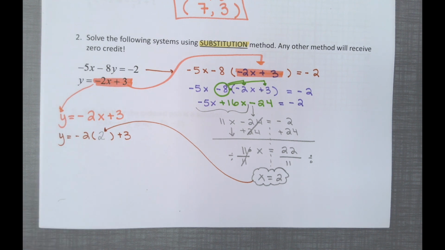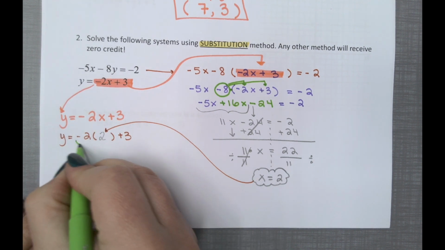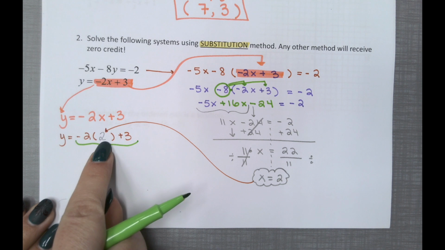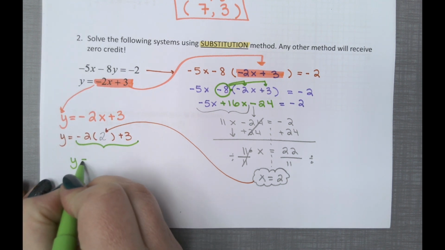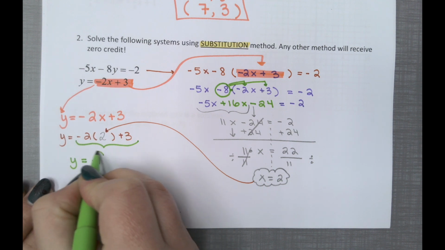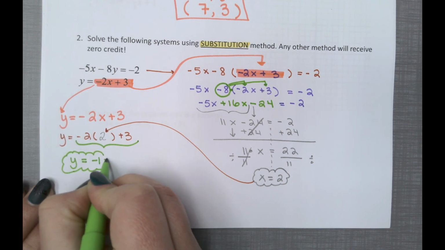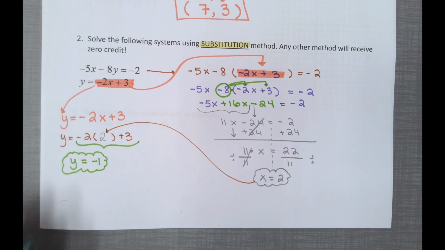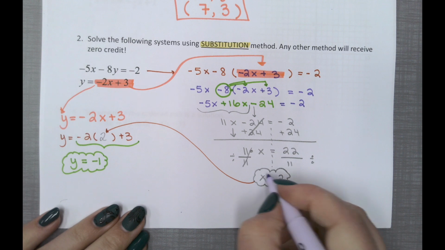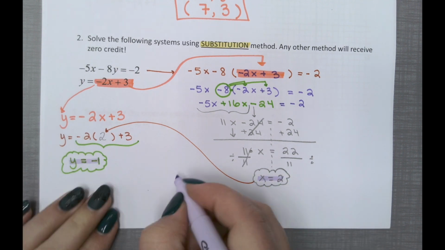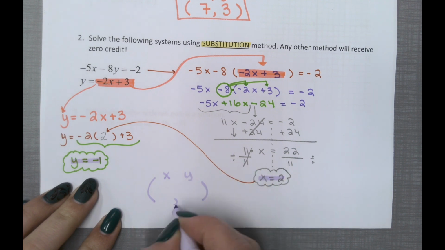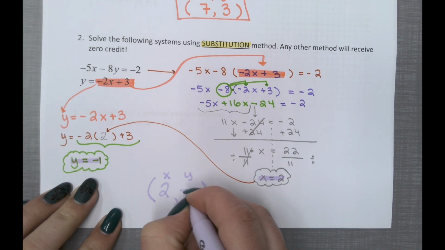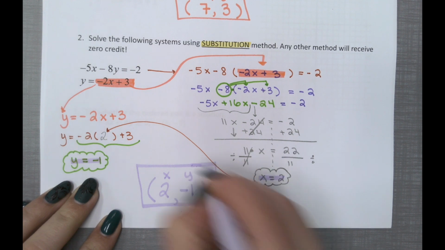Either you can type this into the calculator or you can do this by hand. We got negative 2 times 2, which is negative 4. Negative 4 plus 3 should be negative 1. Again, thinking bubble because that is not our answer. Our answer is the combination of the x and the y. So I'm going to take the x, I'm going to take the y, and once again make sure that you're writing this in the correct format. X goes first, then y, with a comma and parentheses. So we got 2 comma negative 1 as our answer.